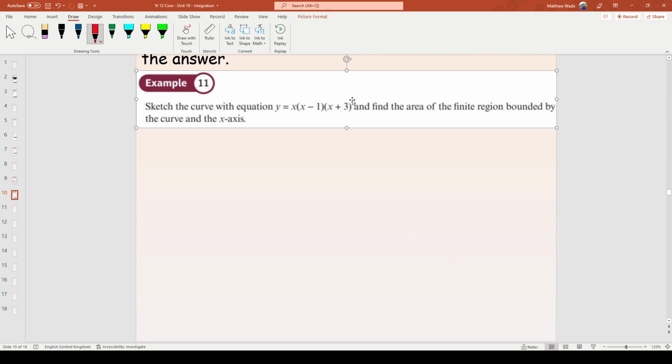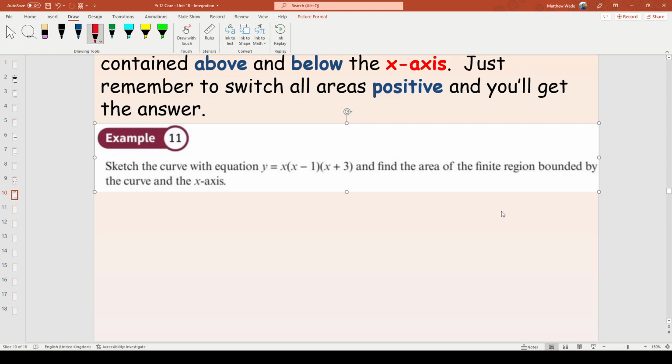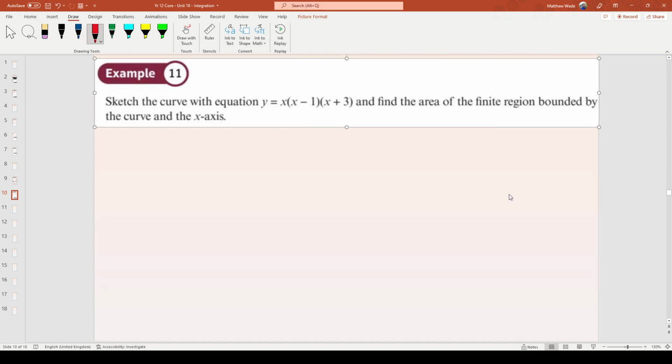So here's an example that shows us it, okay? So I skipped one of the examples and went right to this one. It says, sketch the curve with the equation y equals x(x minus 1)(x plus 3) and find the area of the finite region bounded by the curve and the x-axis. Cool, so that's just the area traced out. That's all that bounded means. Right, we got to draw it first, buddies. Definitely we're going to want to draw it. Oh, and also it tells us to.